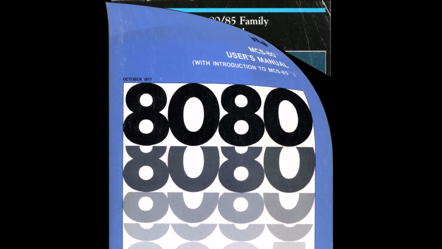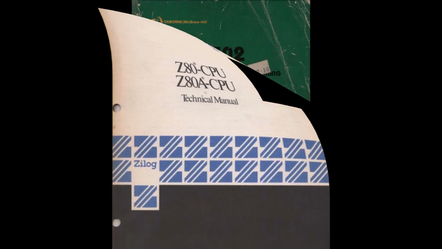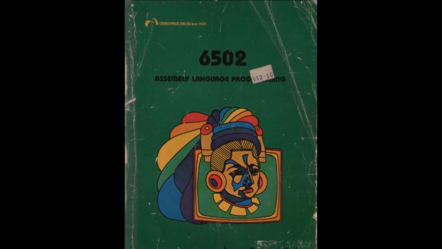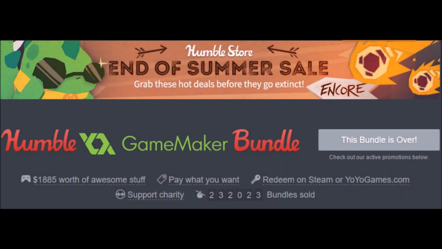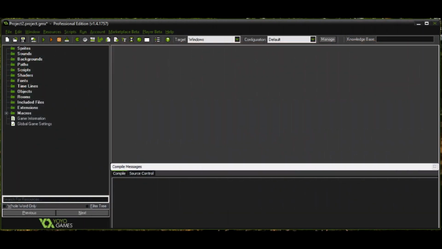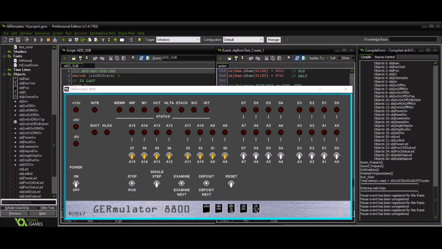Through the years, I've gained experience with a variety of 8-bit microprocessors, and I've made a few attempts at this project. But I never got very far, as a user interface that I would be happy with was beyond my grasp. That all changed when I purchased the GameMaker Studio Humble Bundle. This was a fortunate circumstance, as I had been playing with Unity for a few weeks prior. GameMaker was the perfect choice for this project. So without further fanfare, this is my project, the GER Emulator 8800.